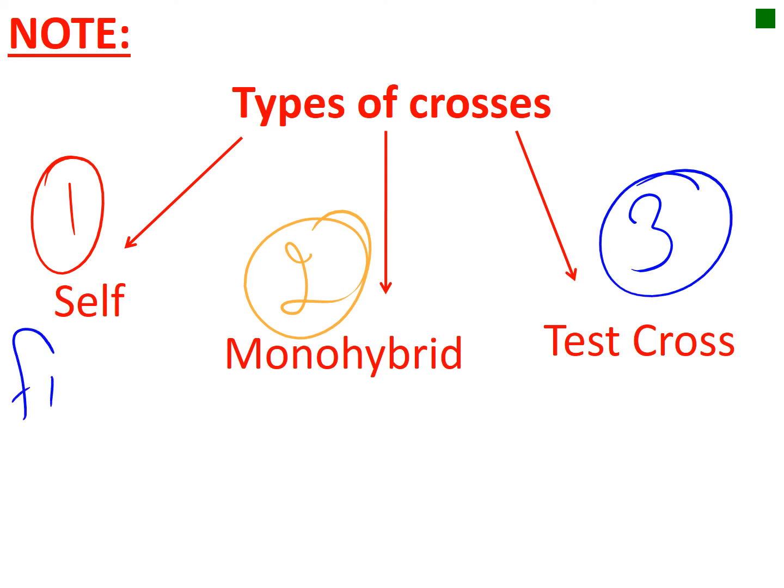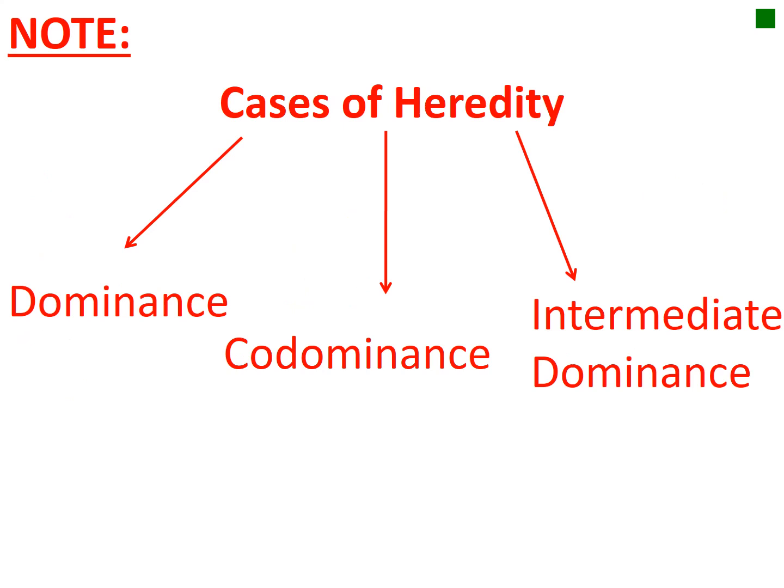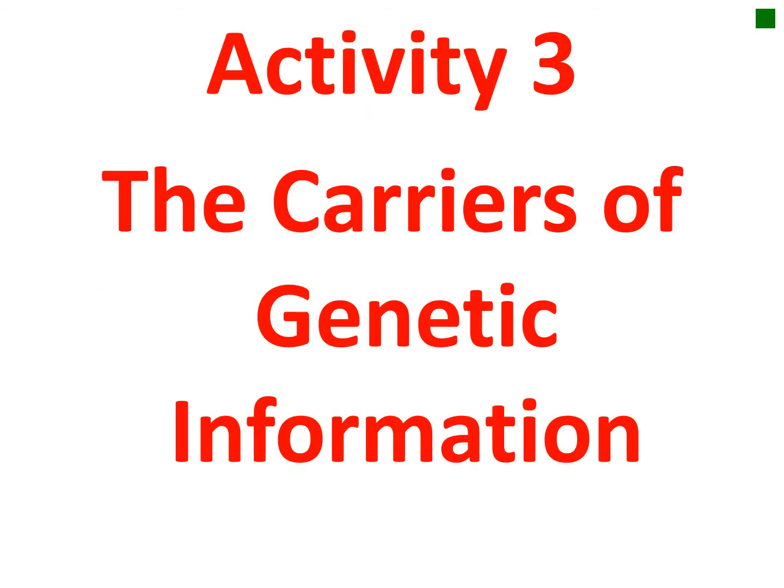Self cross is between F1 crossed with F1. This is called self cross. Monohybrid cross is done between two individuals that differ only in one trait and they are pure. Test cross is done between a dominant and a recessive individual. In cases of heredity, we have dominance, where one allele dominates the other. Co-dominance, where both are expressed. And intermediate, where the color is intermediate, which is called incomplete dominance.